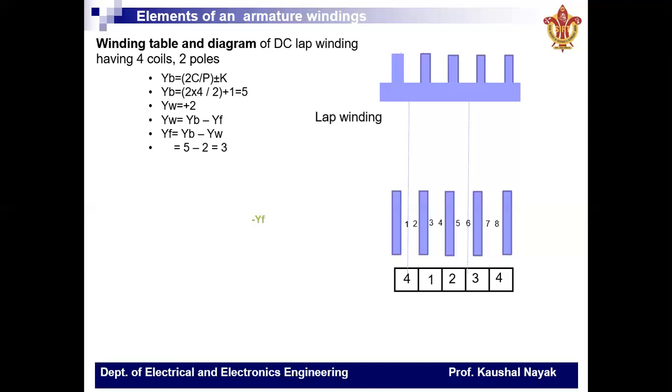By putting the values for coil and poles in a formula YB equal to 2C upon P plus or minus K, we can find that the back pitch calculated is 5. From the given quantity of winding pitch +2, we can calculate the front pitch also, which is equal to 3.